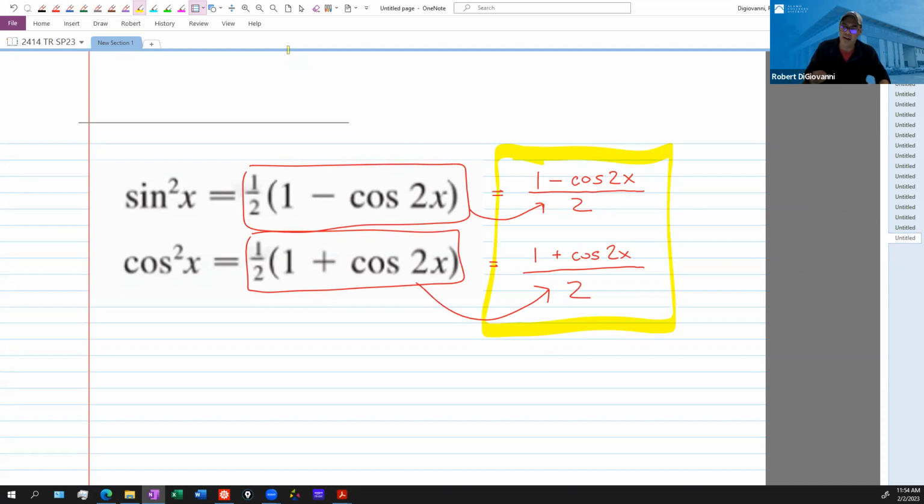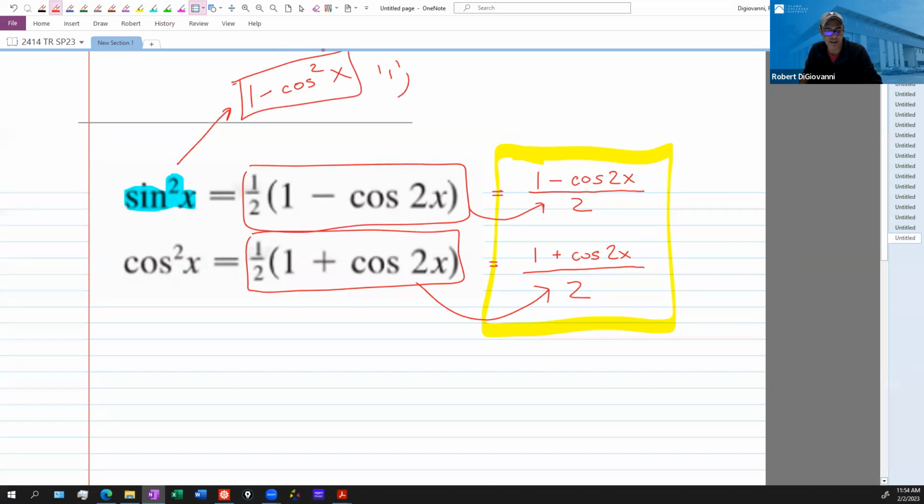These are identities that I'm going to need here in a moment. So let's just see how this identity works. It says if you ever have sine squared x, of course you could replace that with 1 minus cosine squared x. We know that that's true, that's the Pythagorean identity.